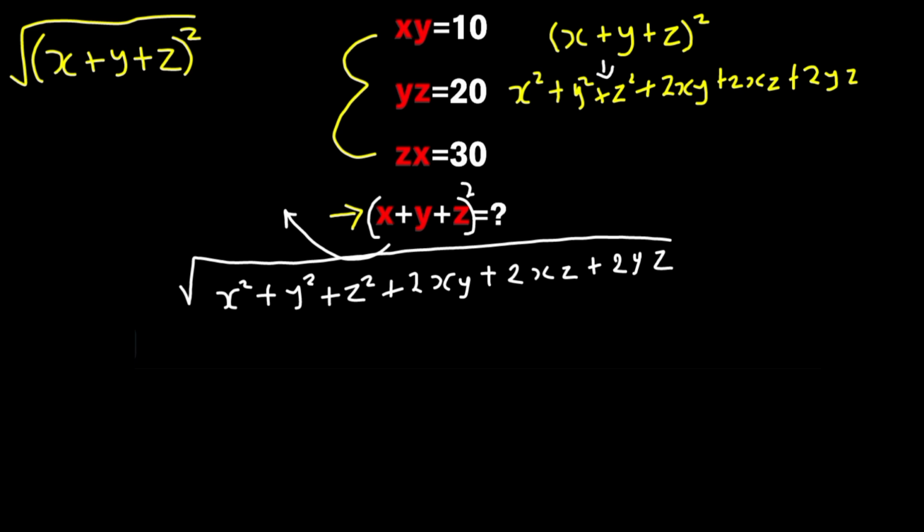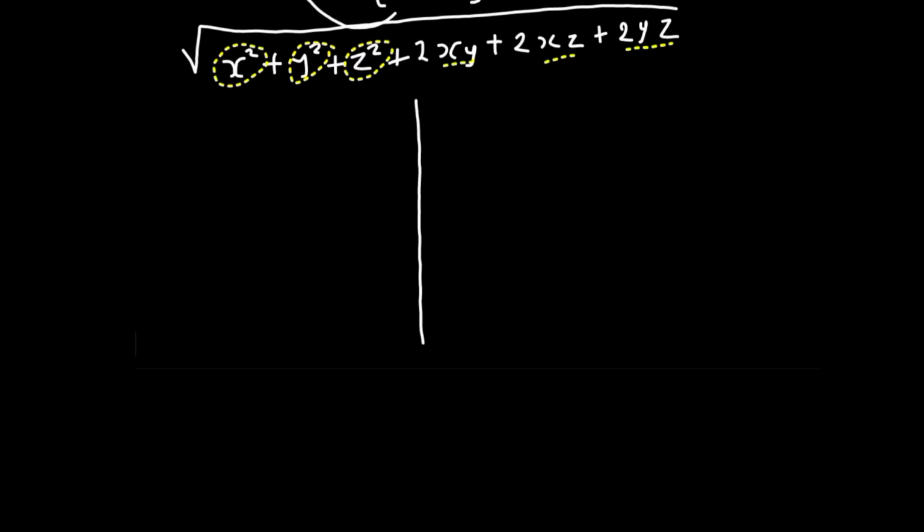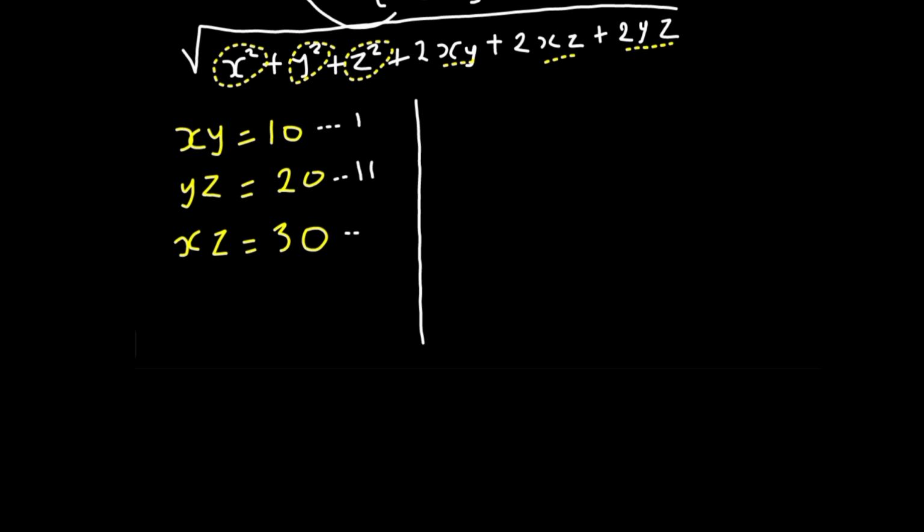And now from the system of equations, we are given the values of xy, xz, and yz, but we are left with the values of x squared, y squared, and z squared, which we don't know. Now we need some extra steps to get the values of these. First of all, let's rewrite the equations. So we have xy equals 10, then yz equals 20, xz equals 30. Now let's name these equation 1, equation 2, and equation 3.